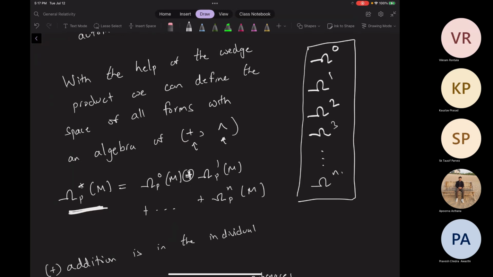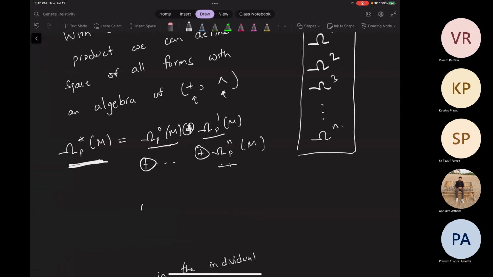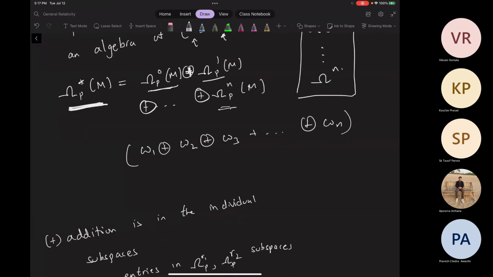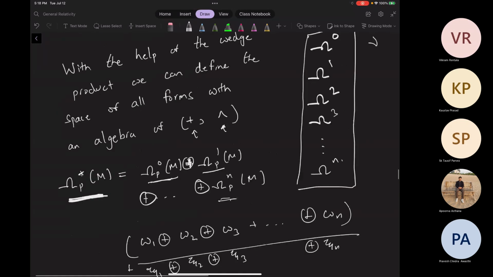So this is a sum of, it will look something like a general 1 form here, plus a general 2 form here, plus a general 3 form here, plus dot dot dot, plus a general n form here. Obviously you can add two objects in this space. So for example, if I have psi1 plus psi2 plus psi3 plus dot dot dot plus psi n, I can always add these two objects, and by adding them, I will add individually within each subclass of forms.